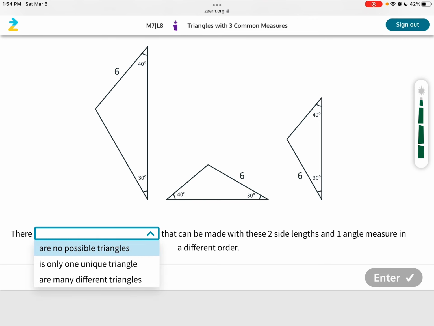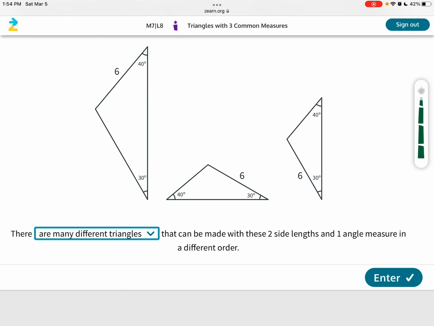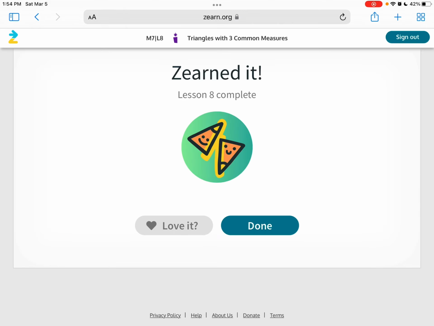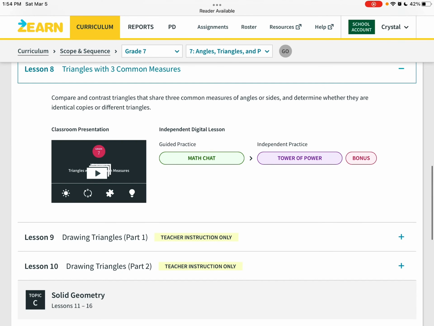So the key word here, what they said in the video, is there can be many different triangles because you're putting them in a different order. Now, if they went in the same order every time, they would be identical every time. But depending on where you put that side length, changes that triangle.